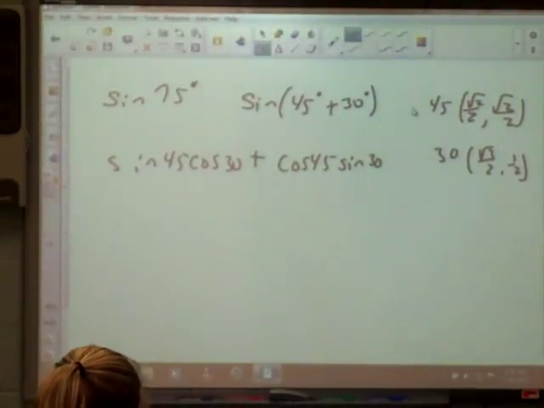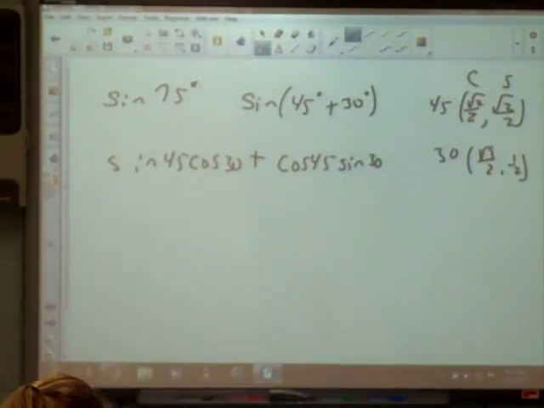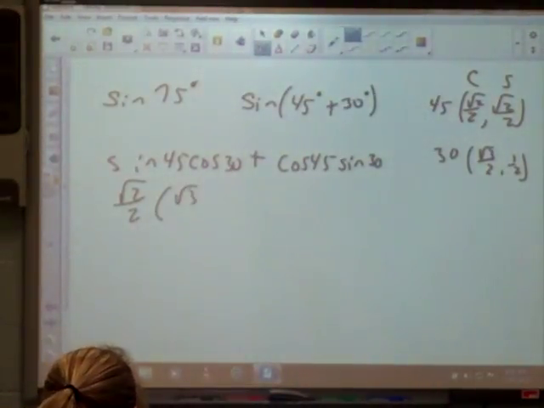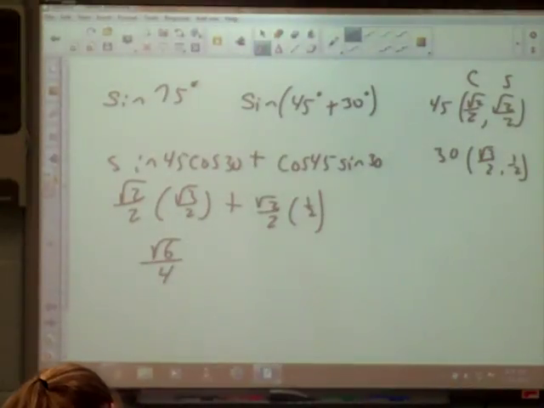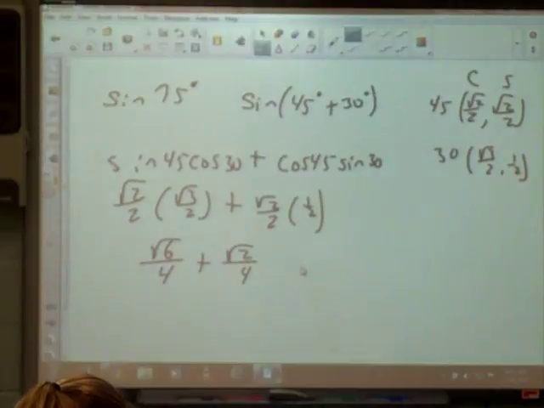All right, let's plug them in now. Remember, the first one is cosine, the second one is sine. Sine of 45 is square root of 2 over 2. Cosine of 30 is square root of 3 over 2. Plus cosine of 45, square root of 2 over 2, and sine of 30 is a half. It's going to be pretty similar to the previous one, isn't it? Square root of 2 times square root of 3 is the square root of 6, and 2 times 2 is 4. Square root of 2 times 1 is the square root of 2, and 2 times 2 is 4. It's not similar, it's the same.